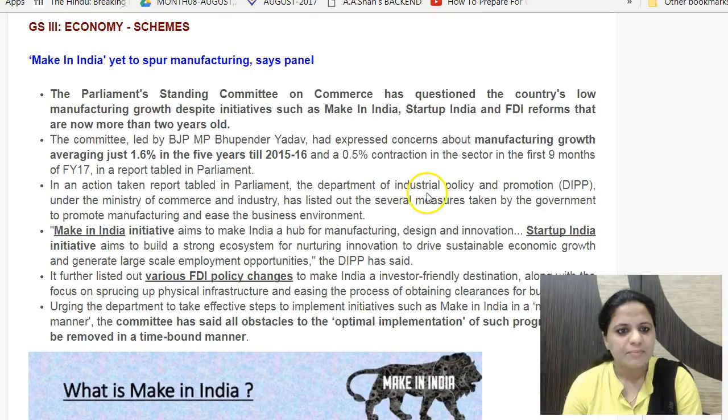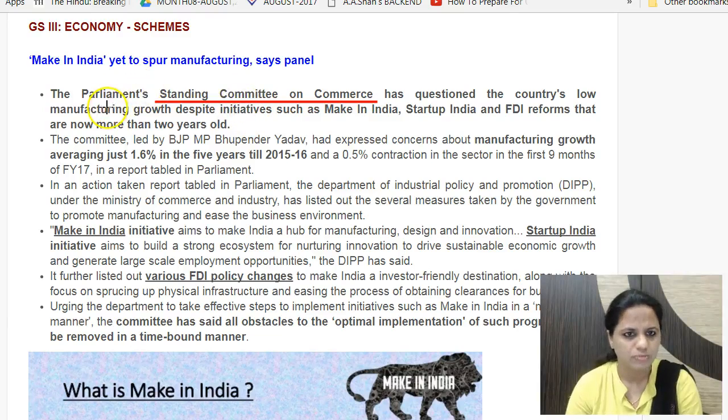Then next is Make in India yet to spur manufacturing, says panel. This is the Parliament Standing Committee on Commerce. As we saw, there are various committees having a term of one year. Parliamentary standing committees on various sectors are also there. The last we discussed was the Public Accounts Committee. So there are sectoral standing committees too. This one is on commerce, and this committee is headed by a BJP MP.